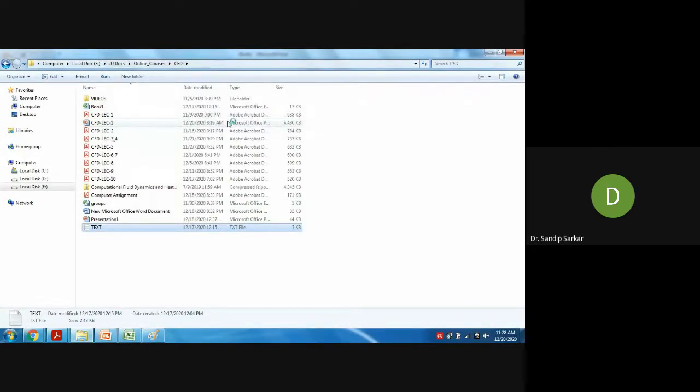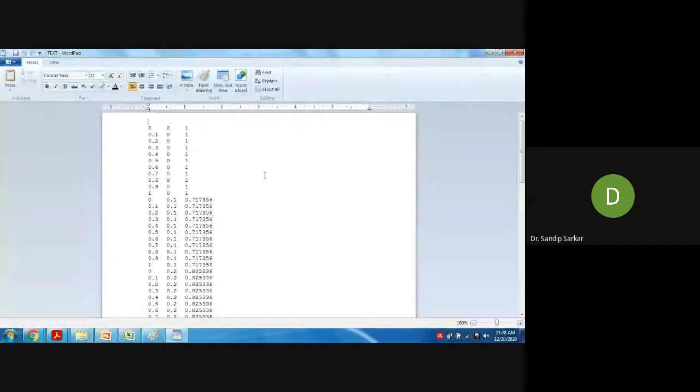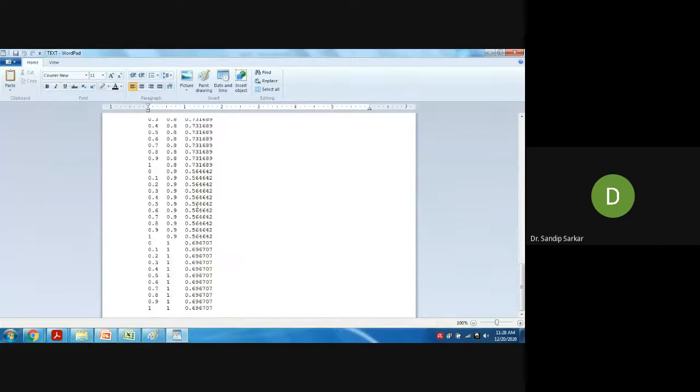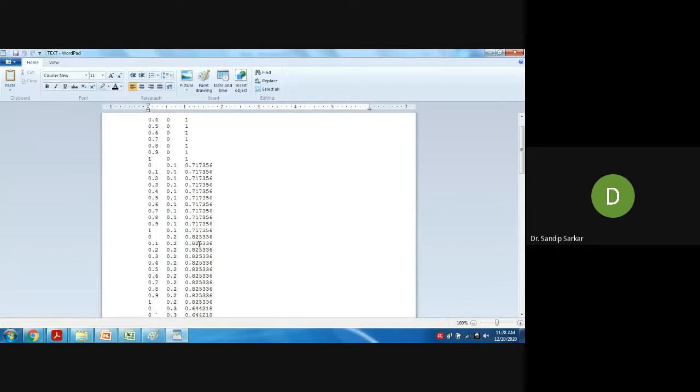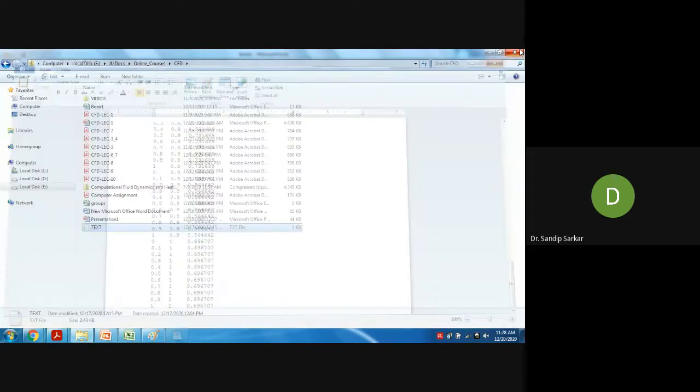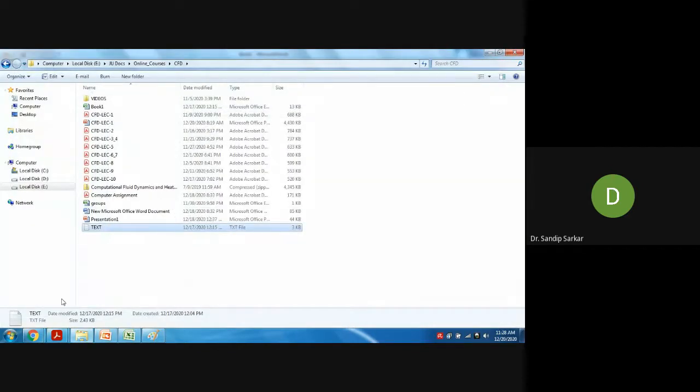So your text file or data file will look something like this: x coordinate, y coordinate, temperature value. So you have to save all that information. The program will generate the array, and the array will be written in the data file. Once you have written the data file in this .dat file, you have to read that file in Tecplot.